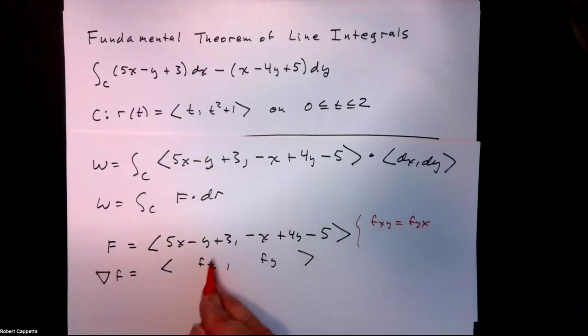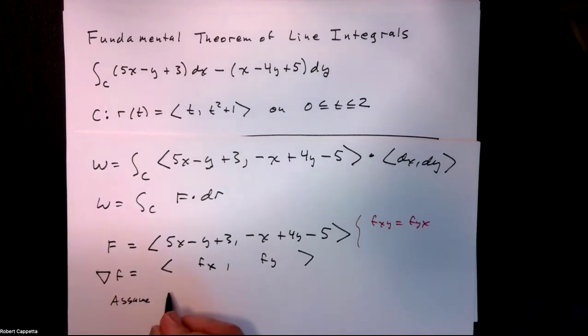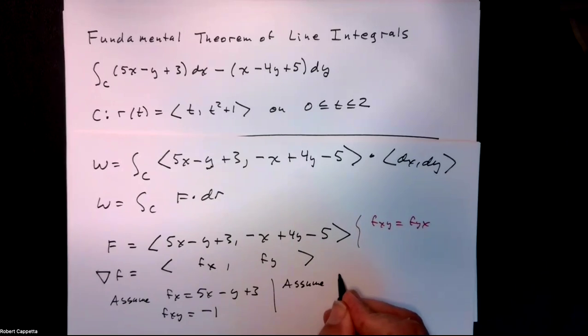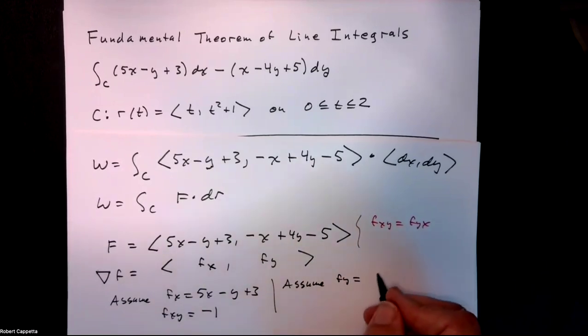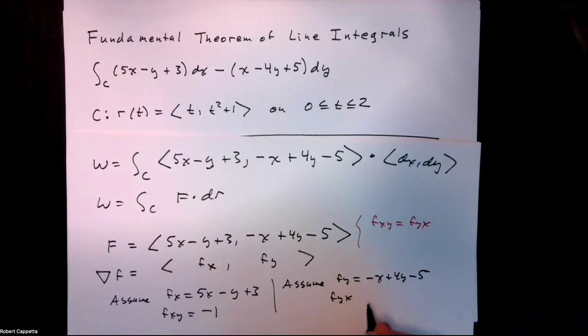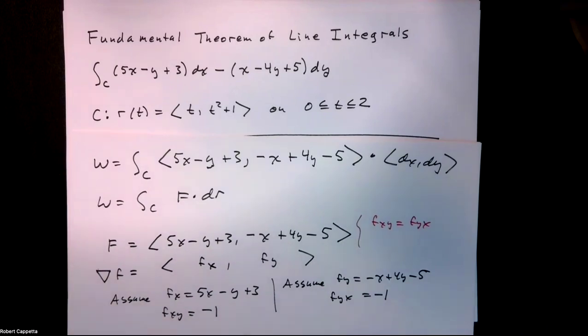So assume, for the sake of discussion, that we have f sub x is 5x minus y plus 3. What would f sub xy be? What's the partial with respect to y of this? That's negative 1, okay? And similarly, assume f sub y is the second piece. Assume f sub y is negative x plus 4y minus 5. What's f sub yx? What's the partial with respect to x of this? That's also negative 1. These agree, therefore this function will exist, therefore the vector field is conservative.